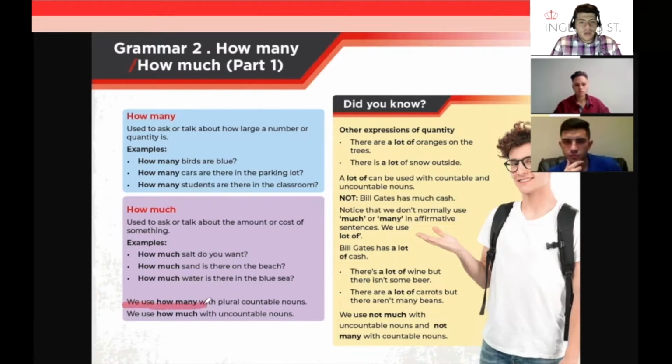We use how many with plural, countable nouns. We use how much with uncountable nouns. ¿Ok? Entonces, la pregunta es básicamente para preguntar cuánto. Es la forma de preguntar cuánto, cualquier cosa. Y en el caso de countables decimos how many, en el caso de uncountables decimos how much. Y aquí tenemos algunos ejemplos.